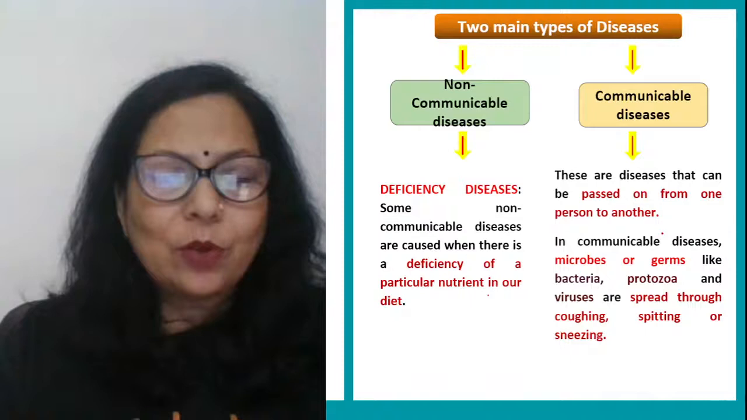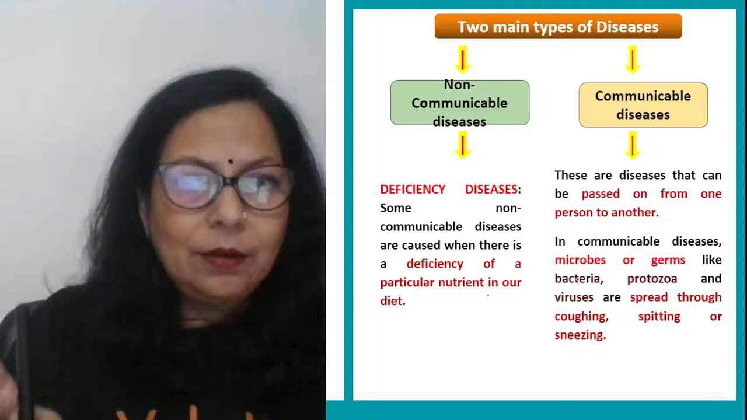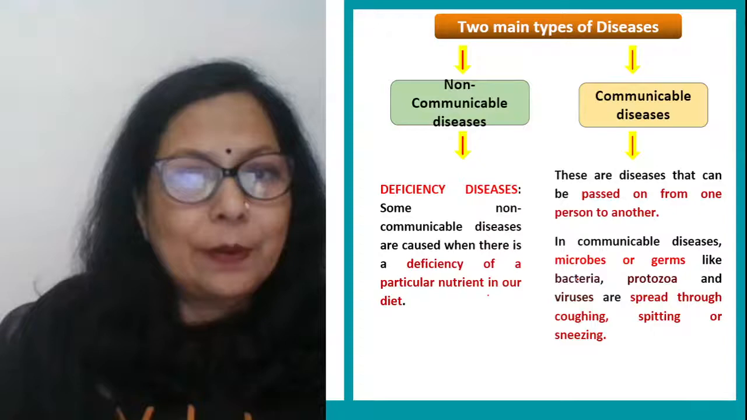Communicable diseases: microbes or germs like bacteria, protozoa, virus spread through coughing, spitting or sneezing. Yes, all viral diseases are communicable. And communicable diseases are also those which are communicated by bacteria. For example, typhoid is caused by bacteria. Tuberculosis.